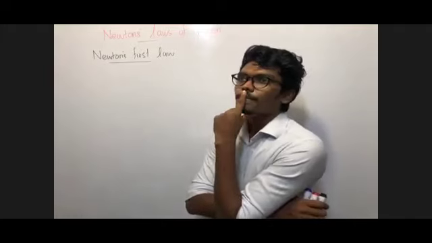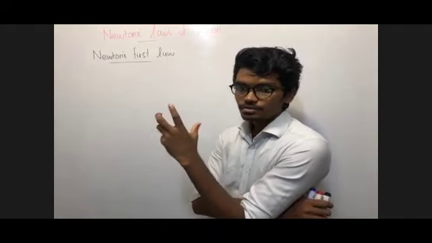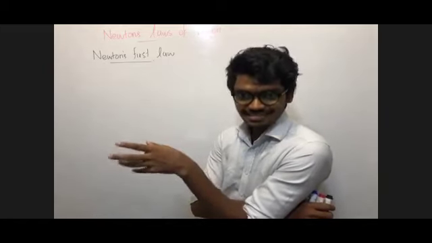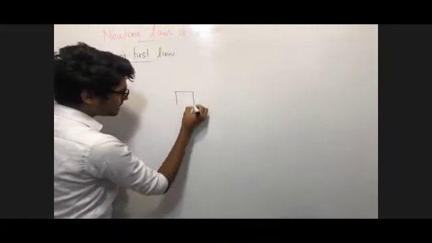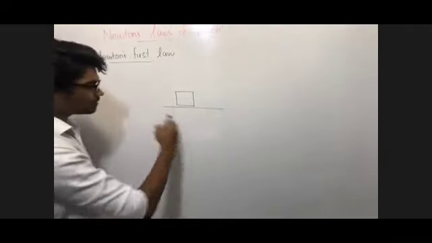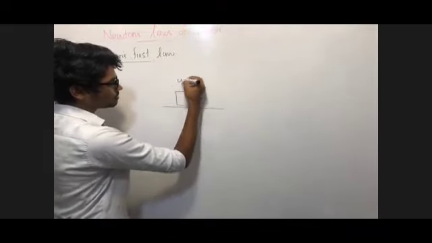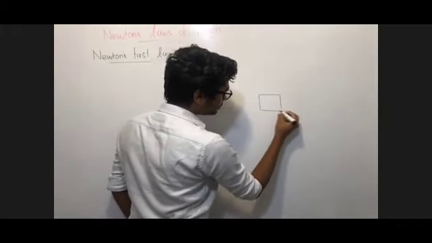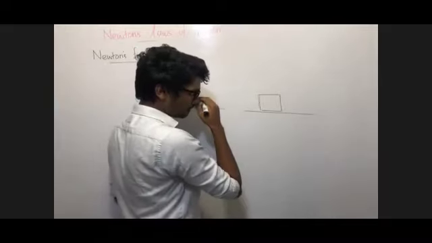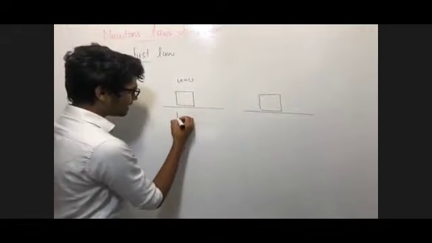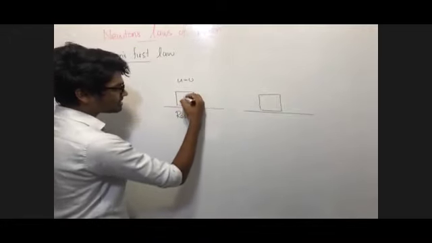Newton's first law. So guys, in Newton's first law, what Newton says is, if an object is at rest, which means it's not moving, or else if an object is in motion, or else this can be at rest. Consider an object which is at rest.